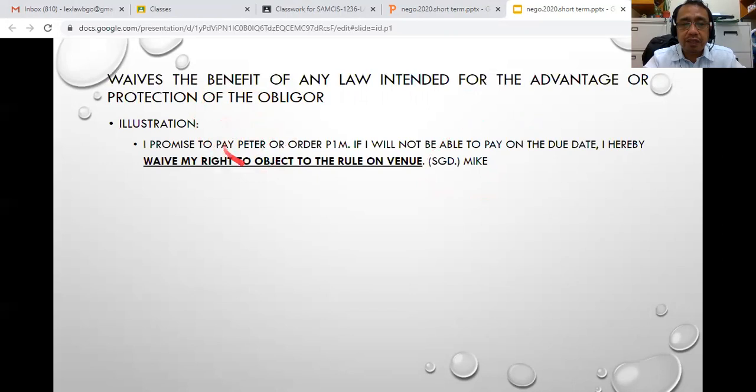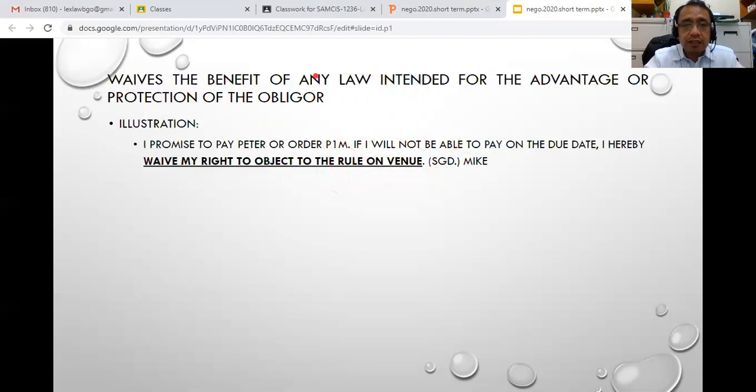So if, assuming that Peter is a resident of San Fernando, La Union, and Mike is a resident of Baguio, in the event that Mike will not be able to pay the amount of 1 million, then the case for collection of sum of money can be filed by Peter either in San Fernando or in Baguio City, as the case may be. But in this situation, Mike, in addition to the promise to pay 1 million, likewise indicated that if he will not be able to pay on the due date, then he will waive his objection to the rule on venue, to the place where the action will be instituted.